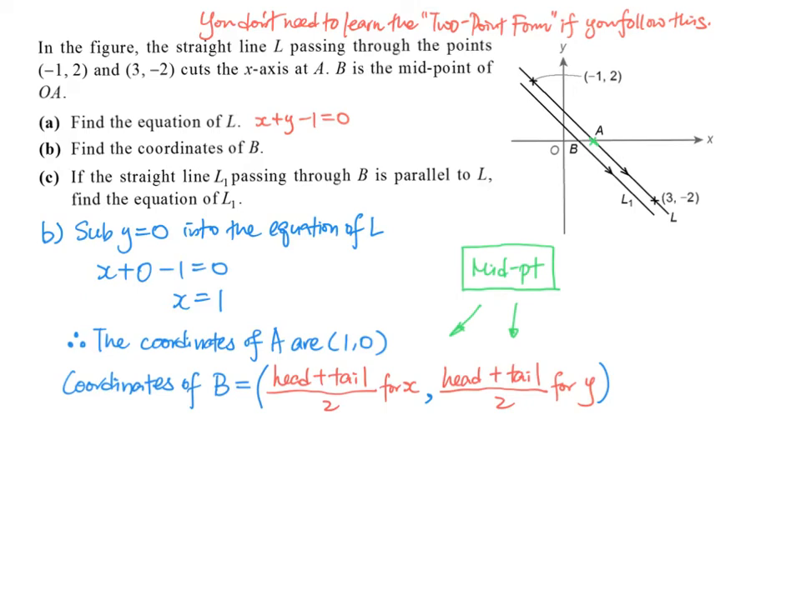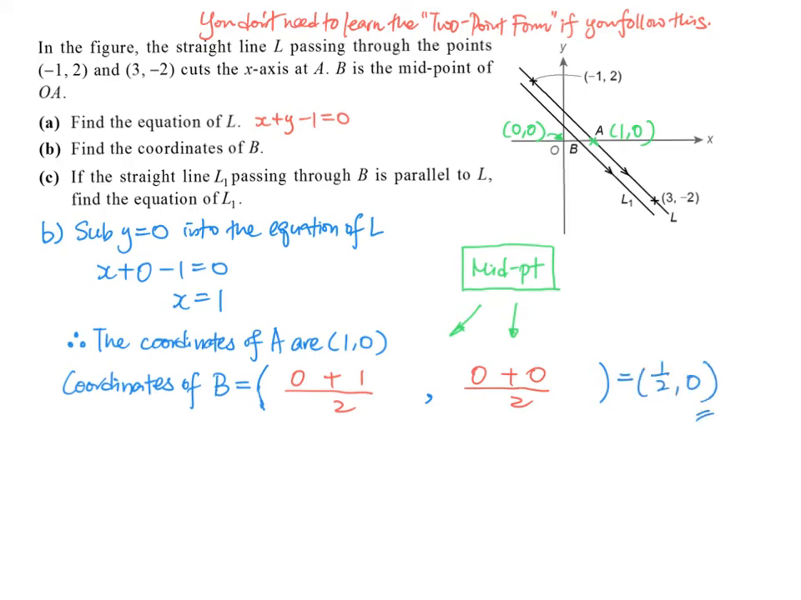So then we could use that to find the coordinates of B. And if you still remember how to find the coordinates of a midpoint, you just take the 2 points, the head and tail. For the x coordinates, you add them together and divide by 2. Same for the y. For the x coordinate, it will be 0 plus 1 divided by 2, and the y coordinate would be 0 plus 0 divided by 2, and the answer would be 1 over 2 and 0.